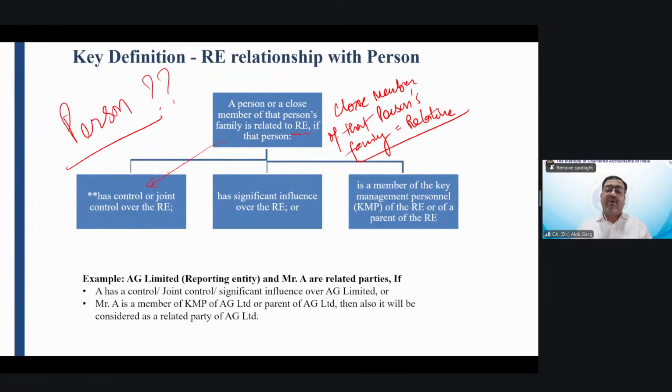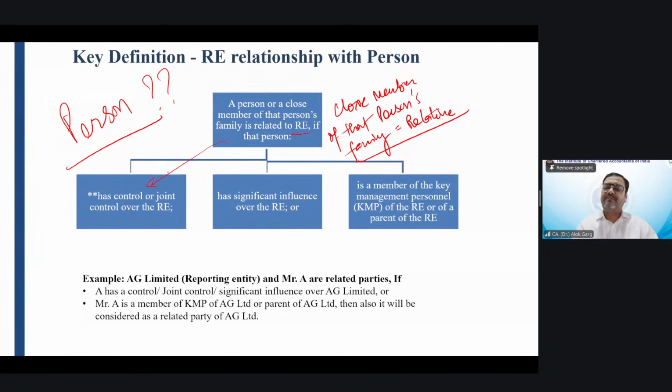My dear friends, what is the nomenclature? What is the word which is used in Ind AS? Is it the word relative which is used in Ind AS? No, the word relative is not used in Ind AS. The words close member of that person's family are used in Ind AS. There is a reason behind it, because even the live-in partner is also covered in Ind AS.